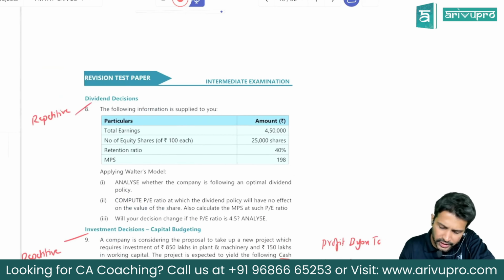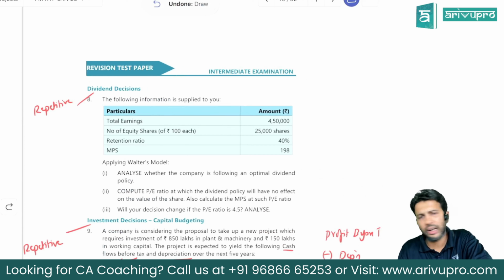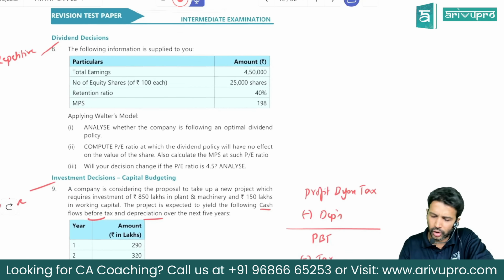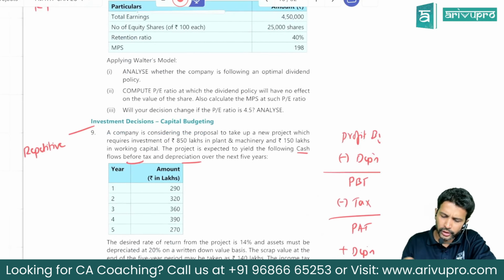Okay, dividend decision, exact same question. We have done it in class. I did the same question in marathon also. So this is a repetitive question. Same notes are there, so I'll not go into that.